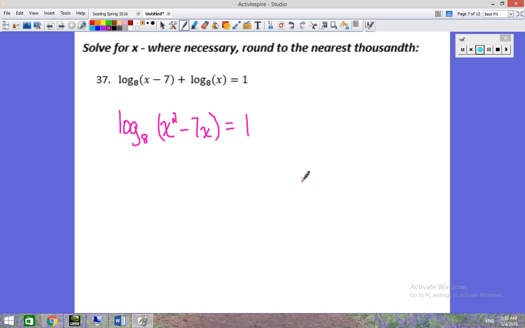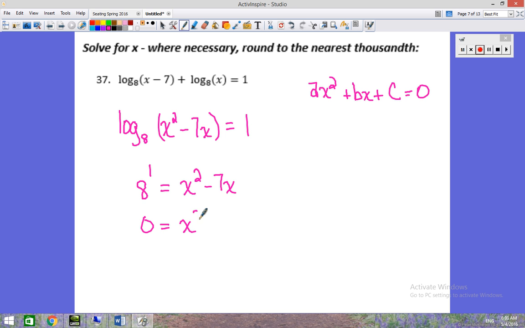So I've gone as far as I can go with trying to get the variable by itself. I can now change this log form to an exponential form. The base is 8. A logarithm equals the exponent. The exponent on this 8 then is 1. And this is x squared minus 7x. This is a quadratic equation. We want to get it in that standard form like we were talking about on that previous problem, and then attempt to factor it or use the quadratic formula.